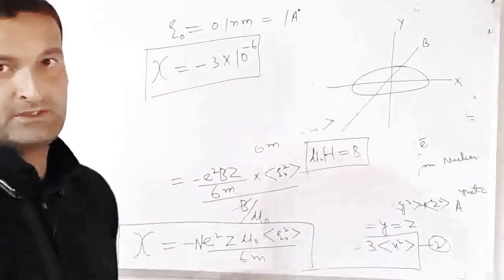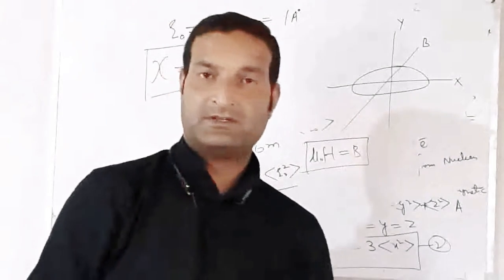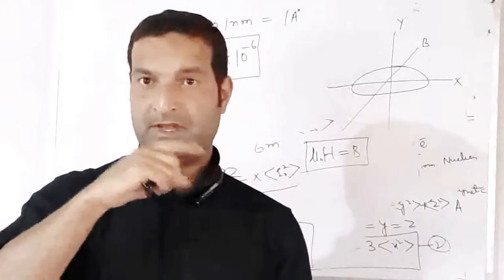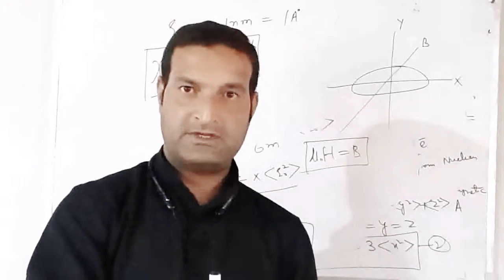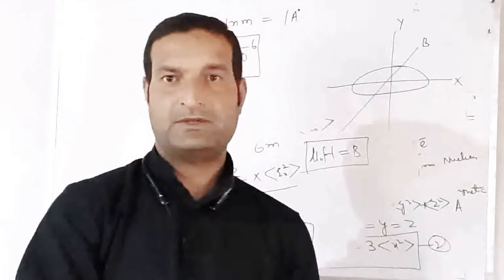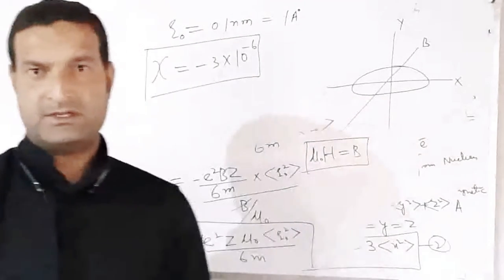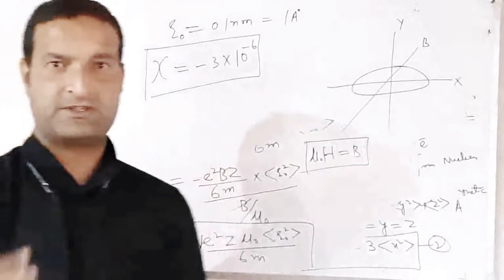So this is the diamagnetic susceptibility for diamagnetic materials. Similarly, we can calculate the magnetic susceptibility for paramagnetic materials, and similarly for ferromagnetic materials. I hope you understand all this well. Thank you.